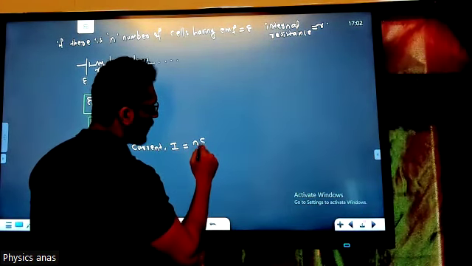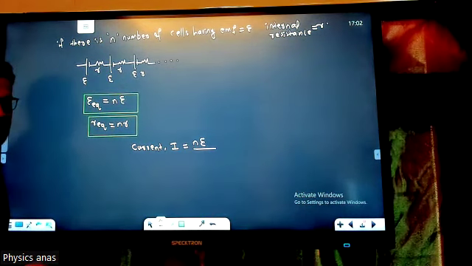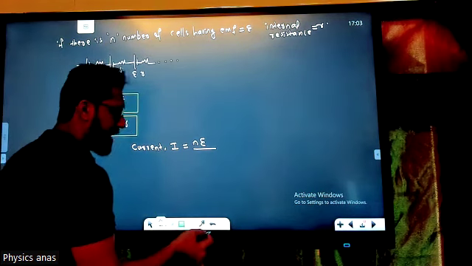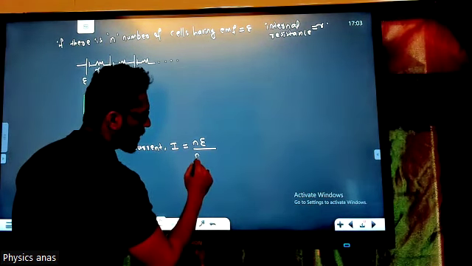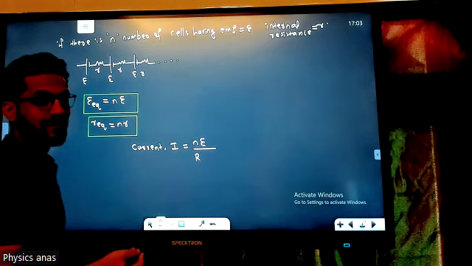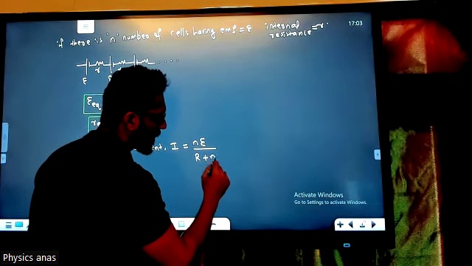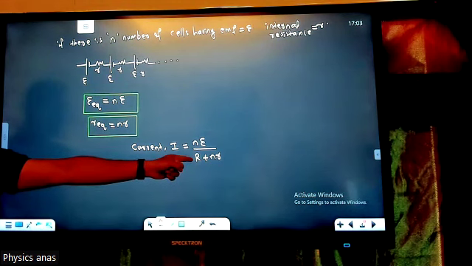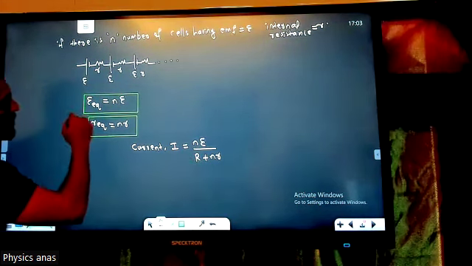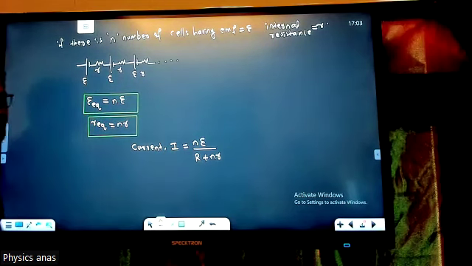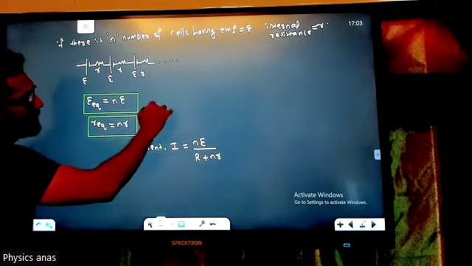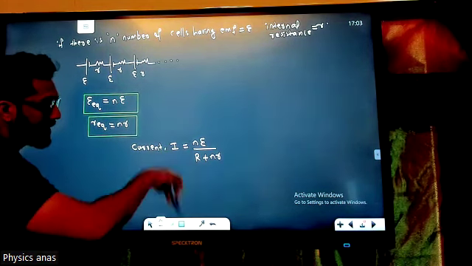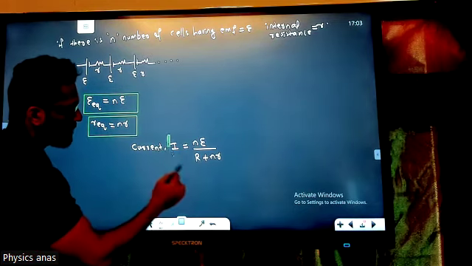That means equivalent EMF will be N times E divided by N times R. But if you are considering external resistance also, then that will be R plus N times R. This is the external resistance, connected to the system like this. So the equation for current will be NE divided by R plus NR. This is the equation for current.